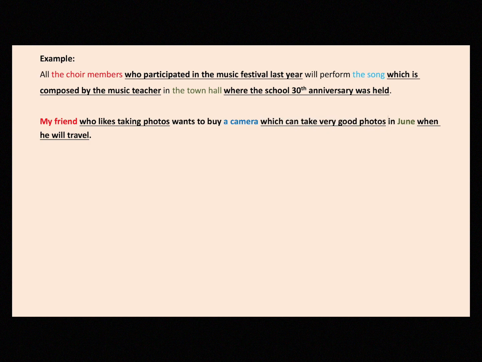And then in June, it's the prepositional phrase, prepositional object. June is the time, and that's why we use when to talk about the time. In June, when he will travel. And it makes up a very long sentence here. My friend who likes taking photos wants to buy a camera which can take very good photos in June when he will travel.